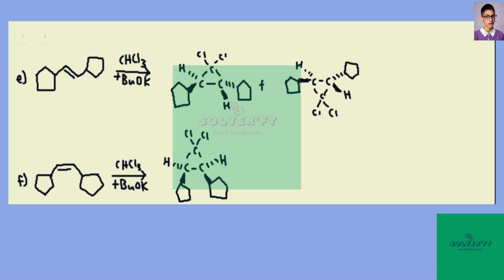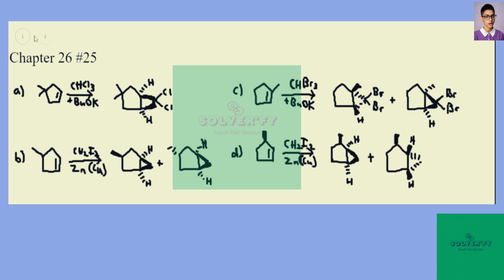Okay, so there we go. There's part F. Yeah, so E and F on this page, and then A through D here on the first page. And that is the answer to chapter 26, problem number 25.